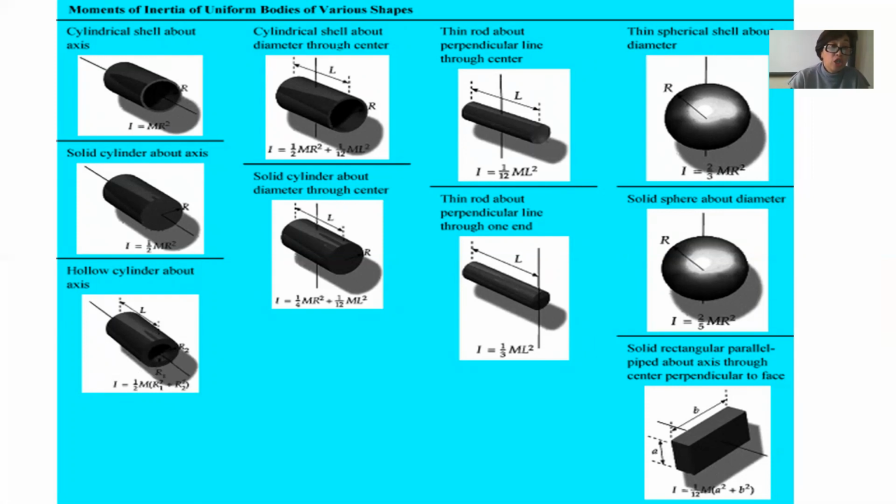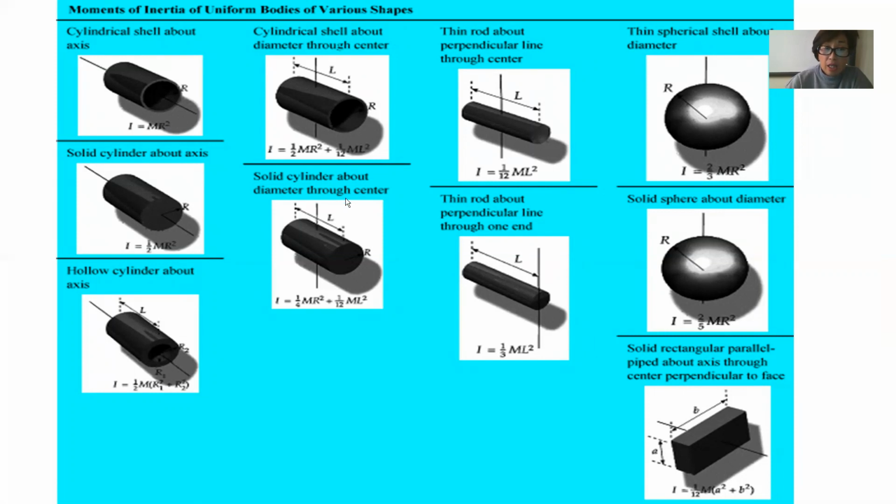And for the cylindrical shell about a diameter through the center, where L is the length of the cylindrical shell and this is the radius, the moment of inertia is m r squared plus, because the axis is through the center, 1 divided by 12 m L squared. M is the mass of the cylindrical shell, and L is its length.